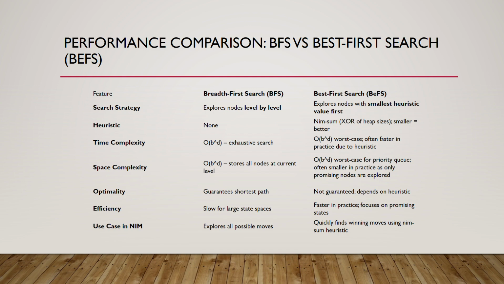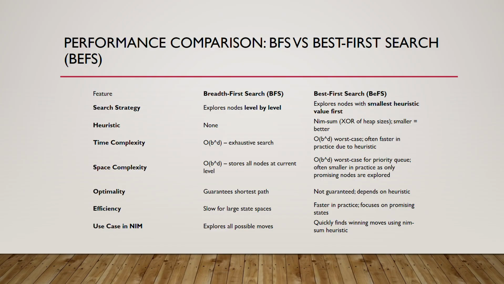Coming to the performance comparison of BFS versus BEFS. The search strategy in BFS is we explore the nodes level by level, whereas in BEFS, the nodes with the smallest heuristic value are explored first. In BFS, there is no heuristic, whereas in BEFS, the nim sum is the heuristic which we consider. The time complexity for BFS is order of B power D, and in BEFS is also B power D, but it's often faster in practice due to the heuristic.